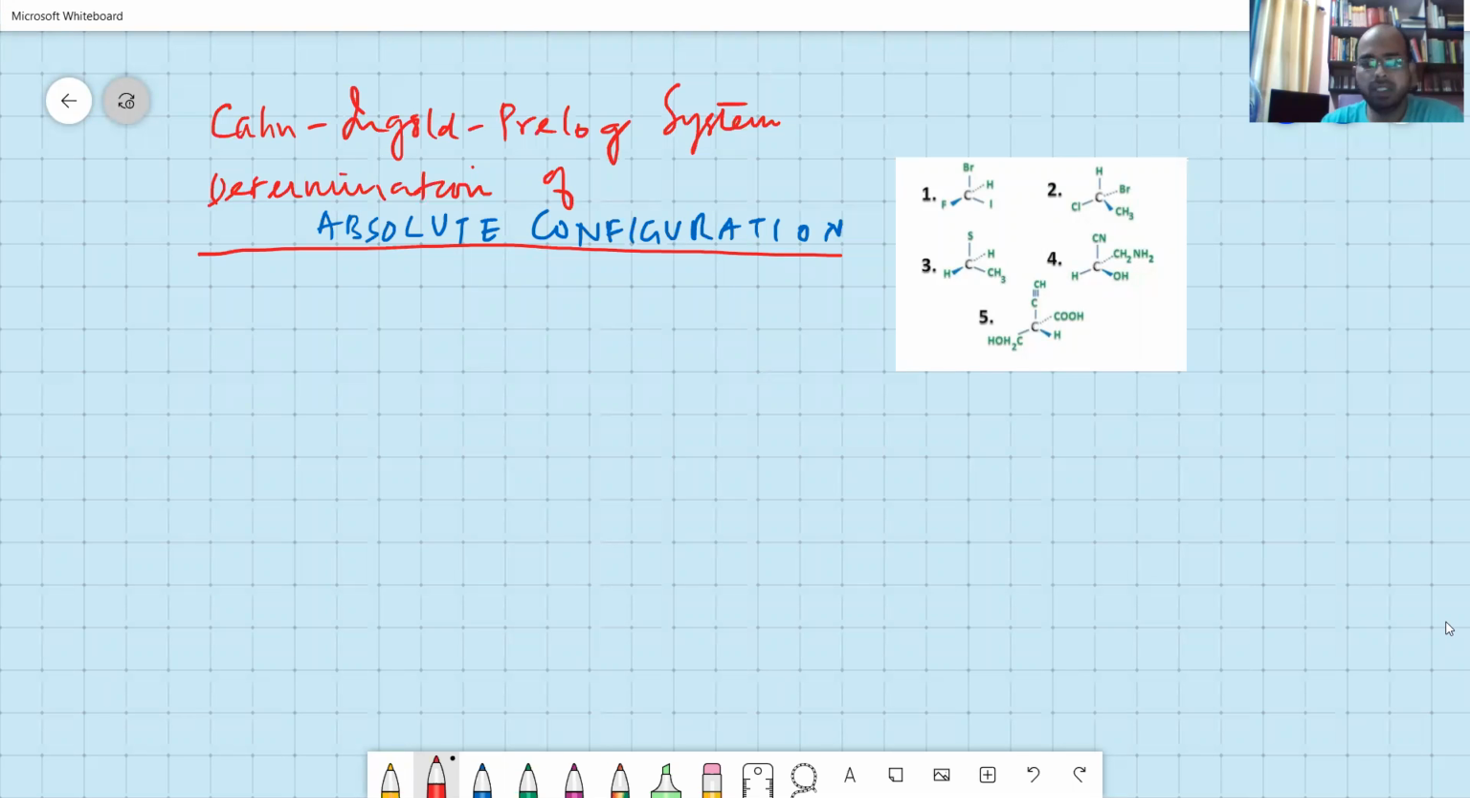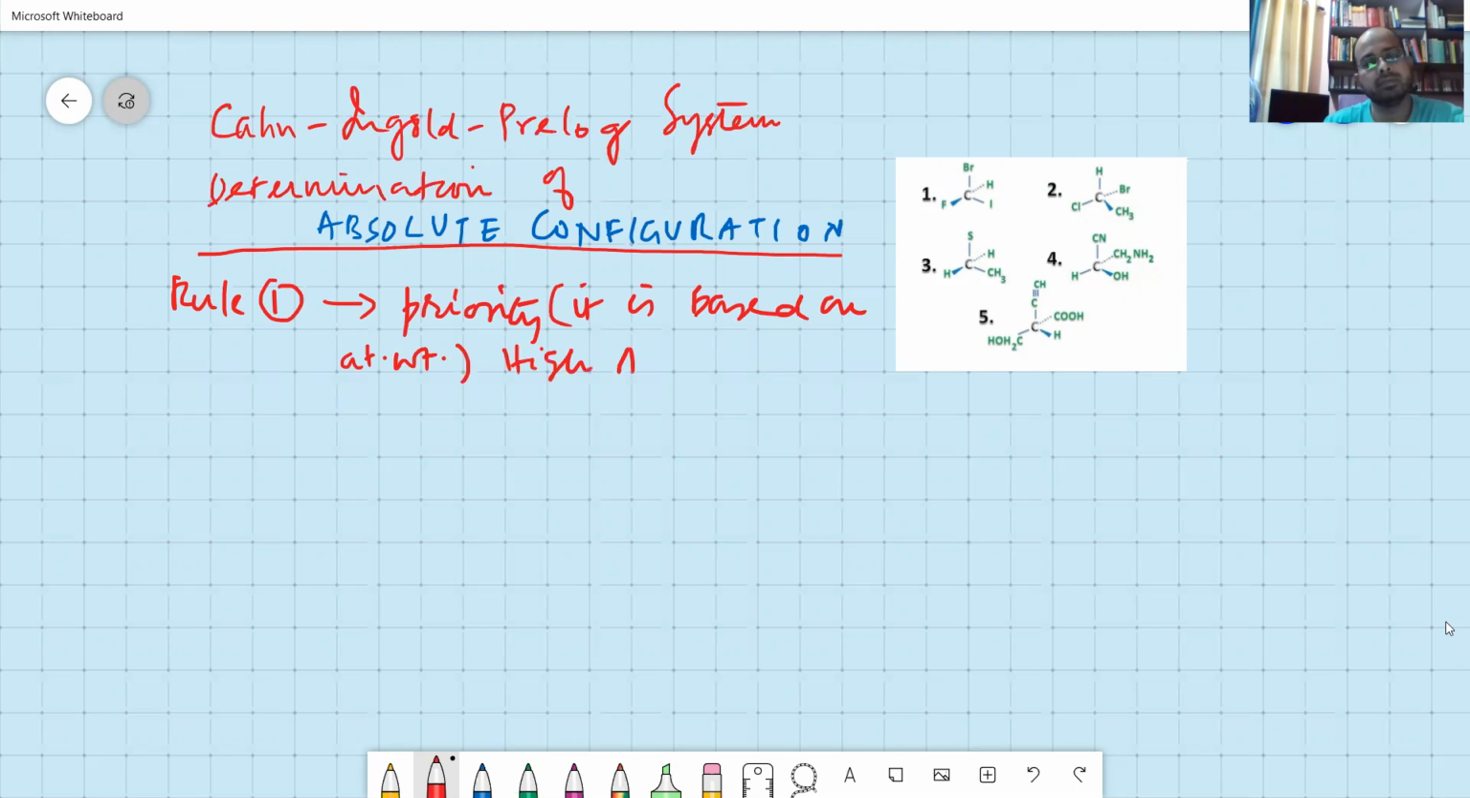I think you will have to recall the rules. Rule 1 simply says that you have to assign the priority. Priority is based on atomic weight. High atomic weight, high priority. Then next is rule 2.